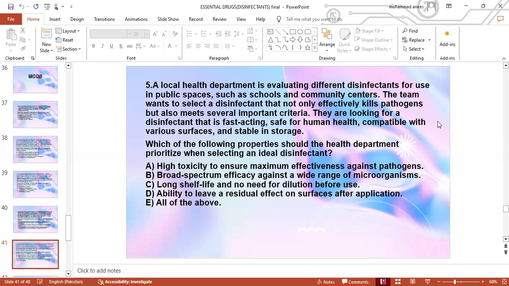A, highly toxic to ensure maximum effectiveness against pathogens. B, broad spectrum efficacy against a wide range of microorganisms. C, long shelf life and no need for dilution before use. D, ability to leave a residual effect on surfaces after application. E, all of the above. B. Yes, broad spectrum efficacy against a wide range of microorganisms would be the ideal.